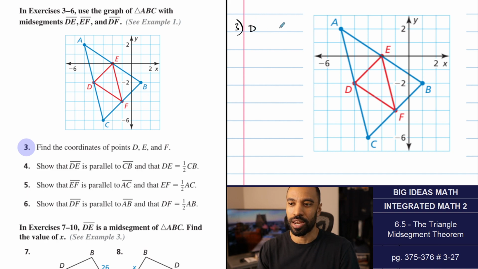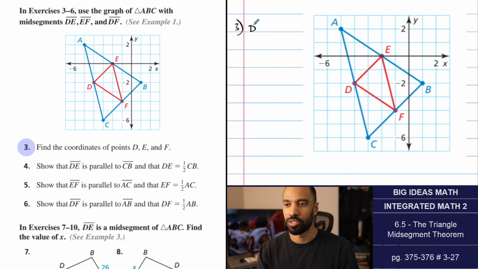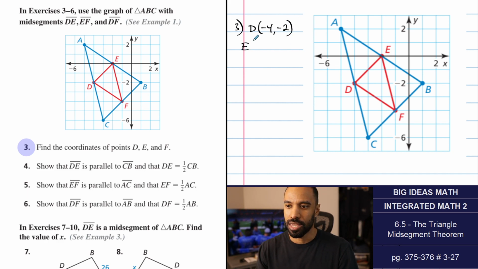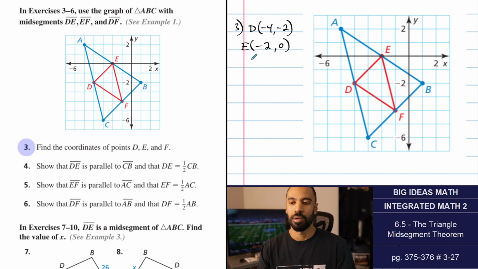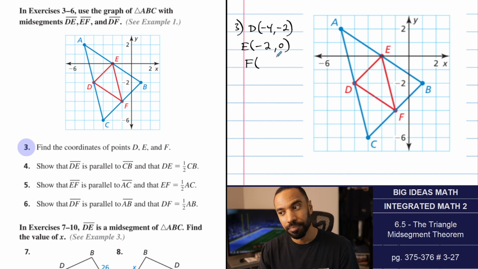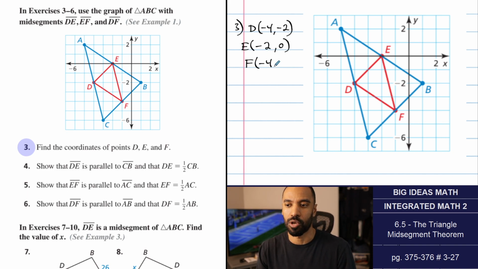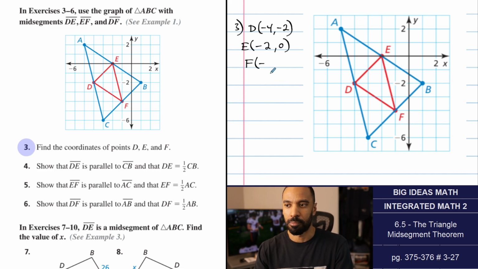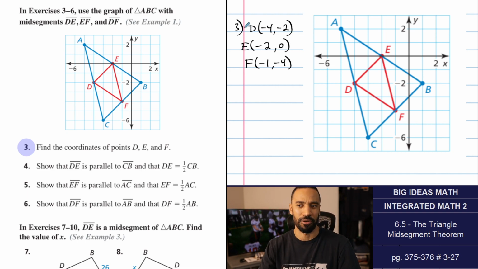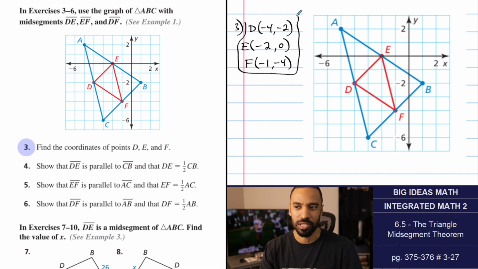All right, well, this is straight up. If it's drawn for us, we can use that. 1, 2, 3, 4, and 1, 2. So D is at (-4, -2). E is at (-2, 0). It's interesting that they actually give them to you, because I'd imagine they want you to show that these things are mid-segments, but if we found them ourselves, then we would be showing they're mid-segments by what we found. So I suppose it does make sense that they're going to give them to us. But that's number 3 already.